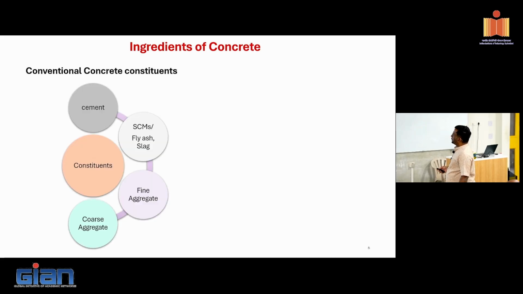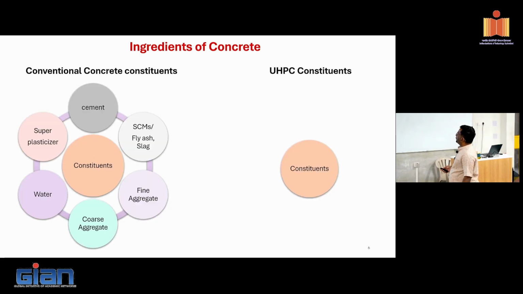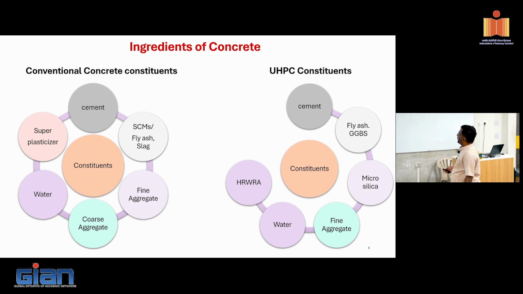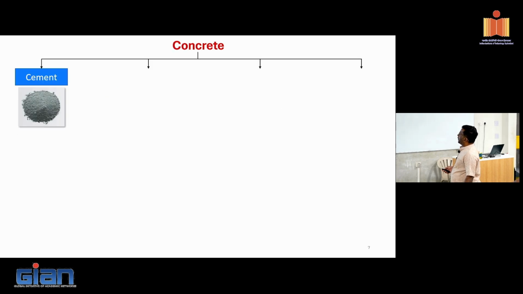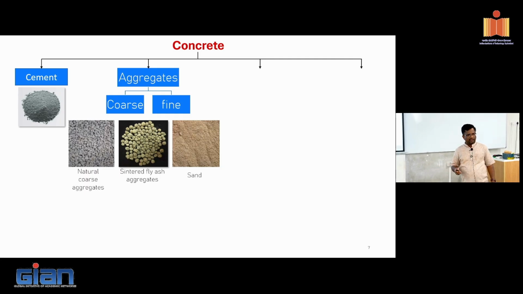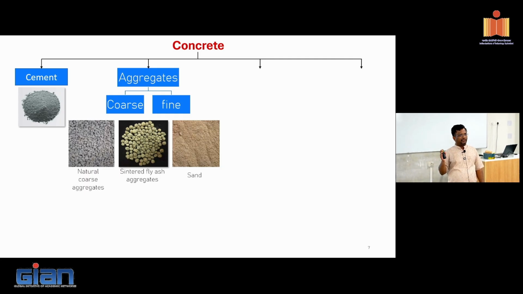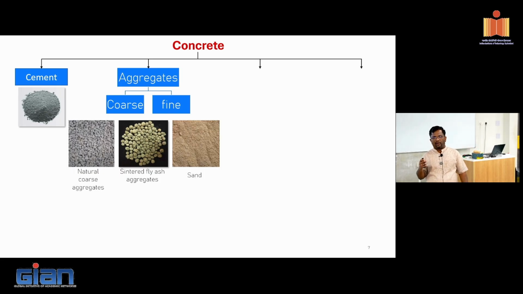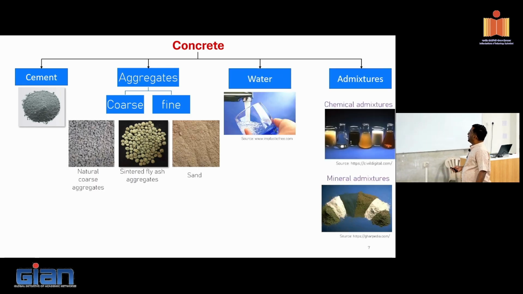Anyway, so these are the conventional constituents of concrete and the UHPC constituents that we talked about, right? And now let's quickly talk about them. We know that cement is the binder. And of course, you have different types of cement also. High early strength cement, sulfate resisting cement, rapid hardening cement. So many products are available. So we need to choose a product according to the precast component that we are manufacturing, right?